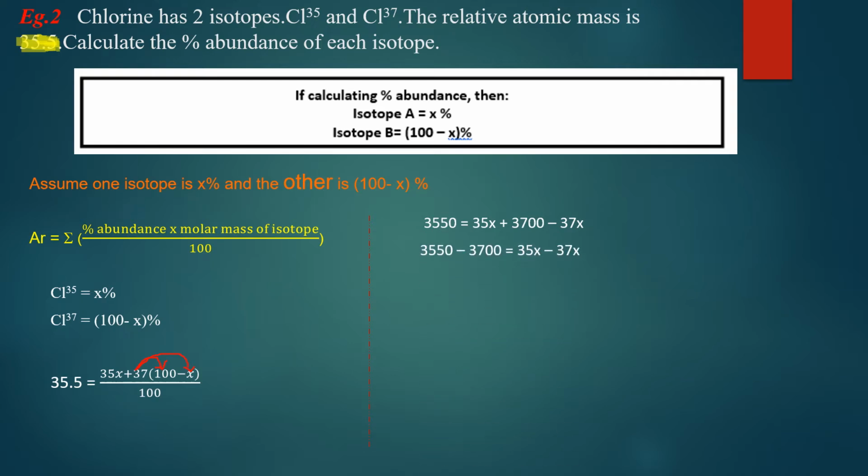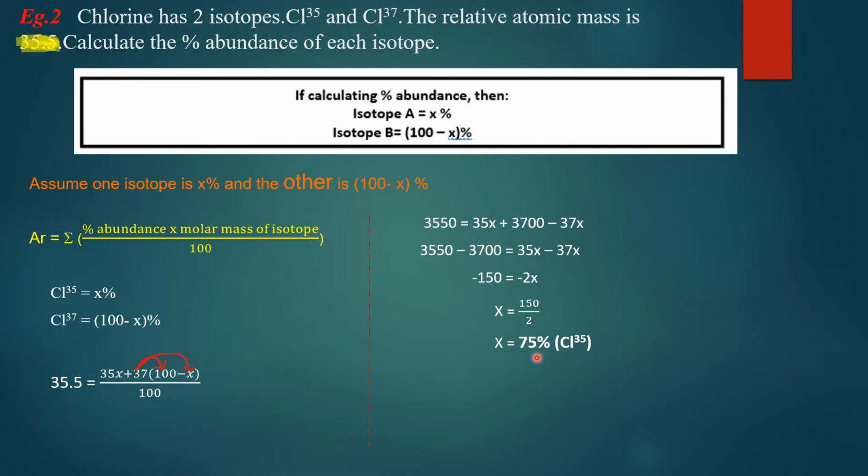And then you bring the like terms together. We will eventually get our equation simplified as minus 150 is equal to minus 2x. Make x the subject of the formula and your value will be 75%. So this x, where we made the assumption chlorine 35 is the x. So chlorine 35 is x%.